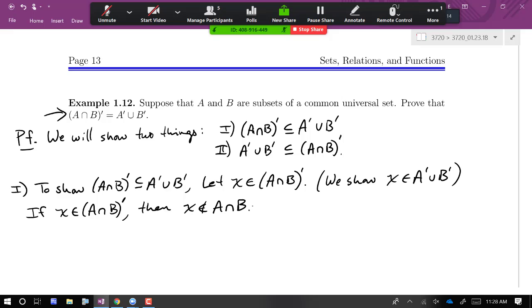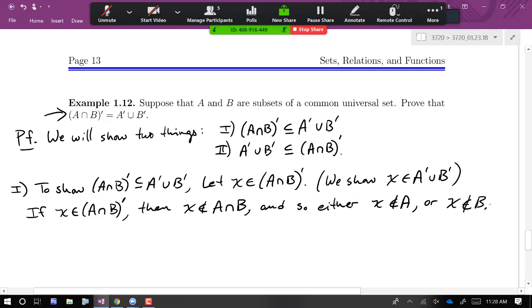I'm just going to write that out. Either X is not in A or X is not in B. So what I've done now is I've created two cases. One of these two things has to be true. It's either not an element of A or it's not an element of B. I'm going to take them one at a time. Regardless of which case it is, it should lead me to the desired conclusion over here, that it's in the union of the complements.